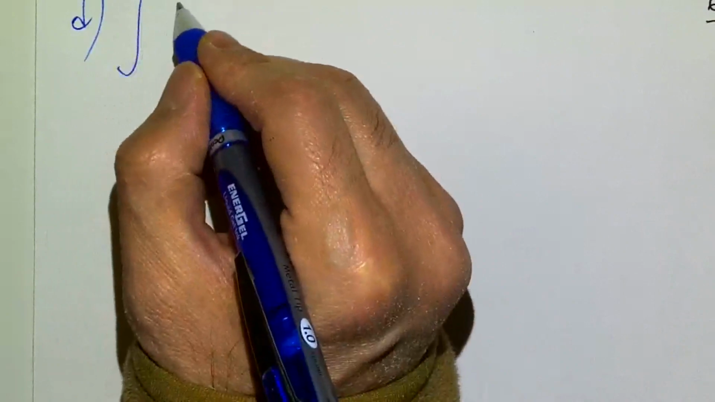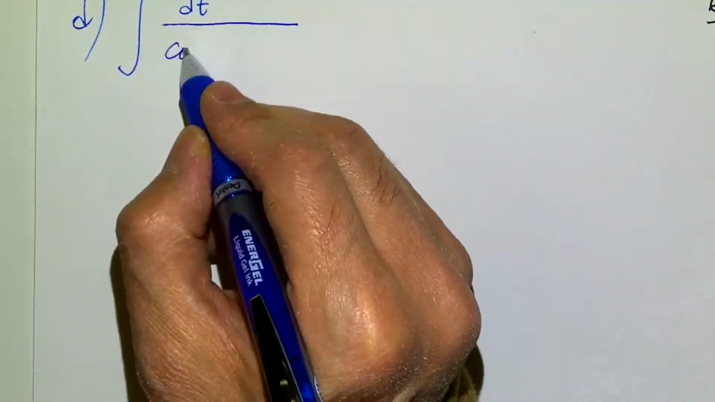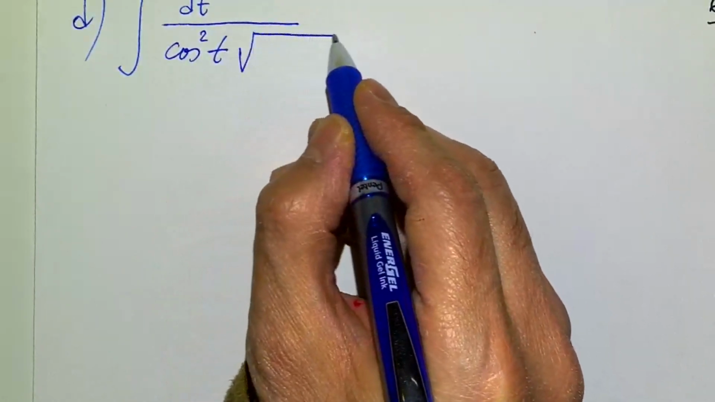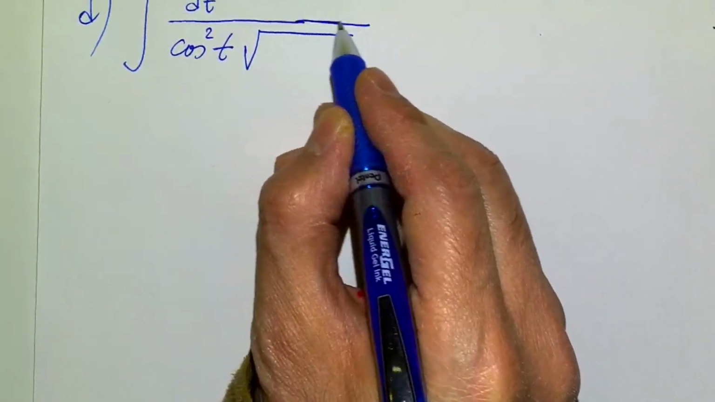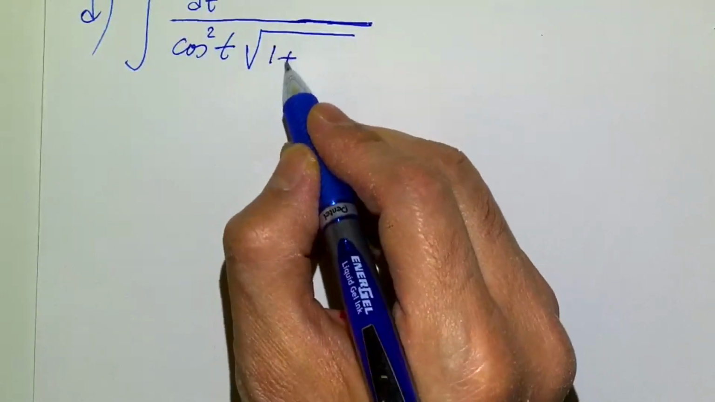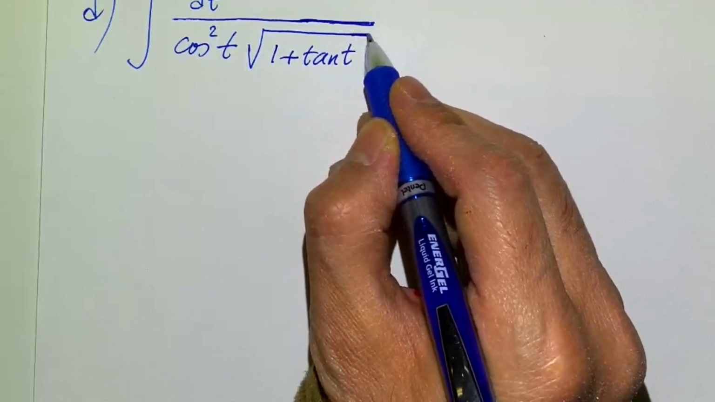So that was C. This must then be D. Okay, so here's another example. We want to integrate dt divided by cosine squared t times the square root of 1 plus tangent of t, like that.